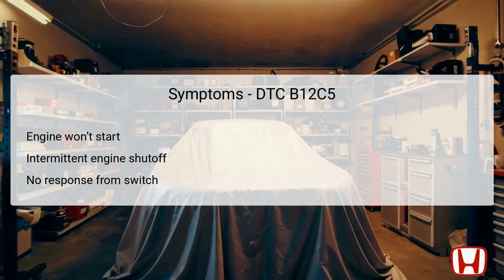Symptoms associated with DTC B12C5 include a complete failure to start the engine, indicating a direct issue with the engine start-stop switch. In some cases, users might experience intermittent engine shutdowns, which can be disconcerting and alarming while driving. Another common symptom is a lack of response from the engine start-stop switch when pressed, which indicates that the switch may not be relaying the essential start signal. These symptoms not only affect the user experience, but can also pose safety risks if not addressed quickly. Identifying these symptoms promptly can help in managing service appointments and potential breakdowns effectively.